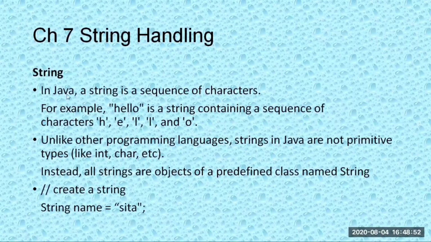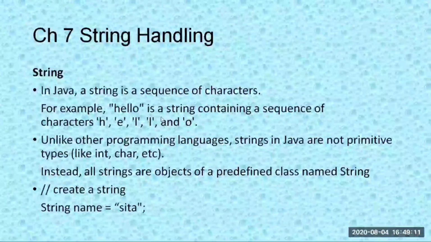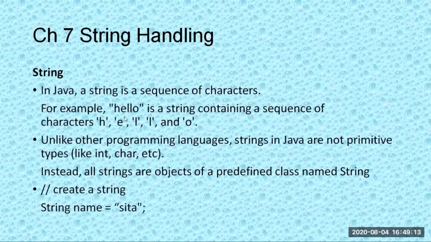What exactly do we mean by string? Let us understand that. In Java, a string is nothing but a sequence of characters. We already know what a character is. A single character can be H, E, L, L, O. A combination together would be called a string, like your name or the address of a person.